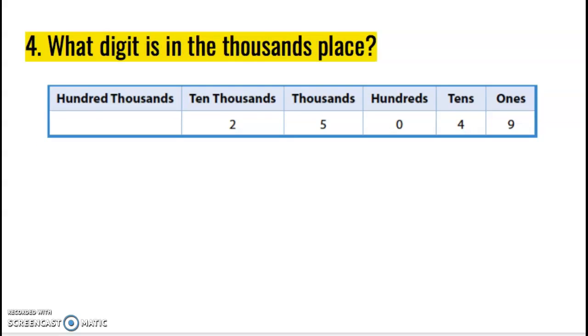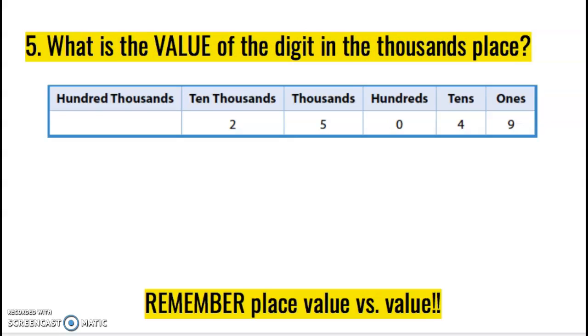Number 4, what digit is in the thousands place, so they have to identify just the digit that's in that place. Number 5, what is the value of the digit in the thousands place? Just like the last one, they have to find the thousands place and then recognize what the value of that digit is. Down here I have the little disclaimer to remember the difference between place value and value that we talked about at the beginning of the lesson. Then they will write in the value here in this blank space.